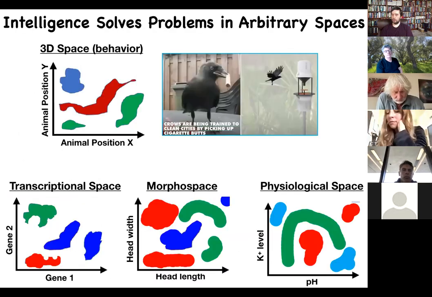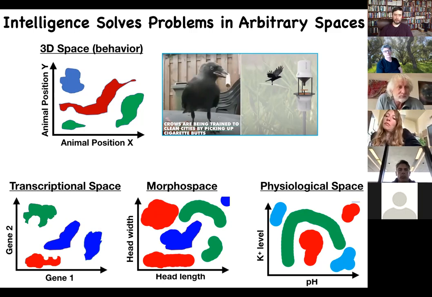So let's take a look at this. One thing that I would like to do is to generalize this issue of intelligence. And obviously there are many definitions of intelligence. I'm not claiming this is the only one, but it's one useful one. This idea of solving problems in arbitrary spaces is powerful, because we're used to things like this, where intelligence is a type of behavior, meaning movement in three-dimensional space. But actually, we are surrounded by intelligences that solve problems in gene expression space, in anatomical morphospace, which I'll show you many examples of today, and physiological space.